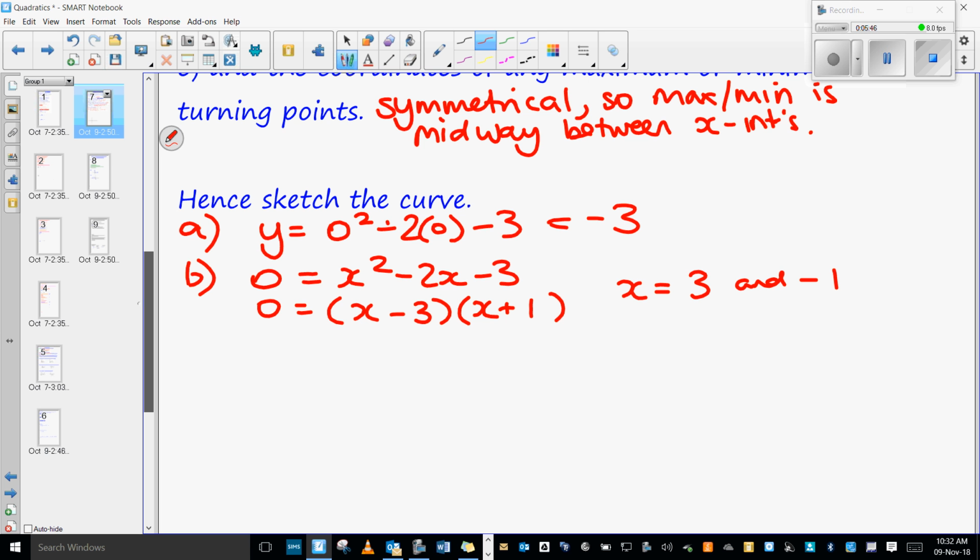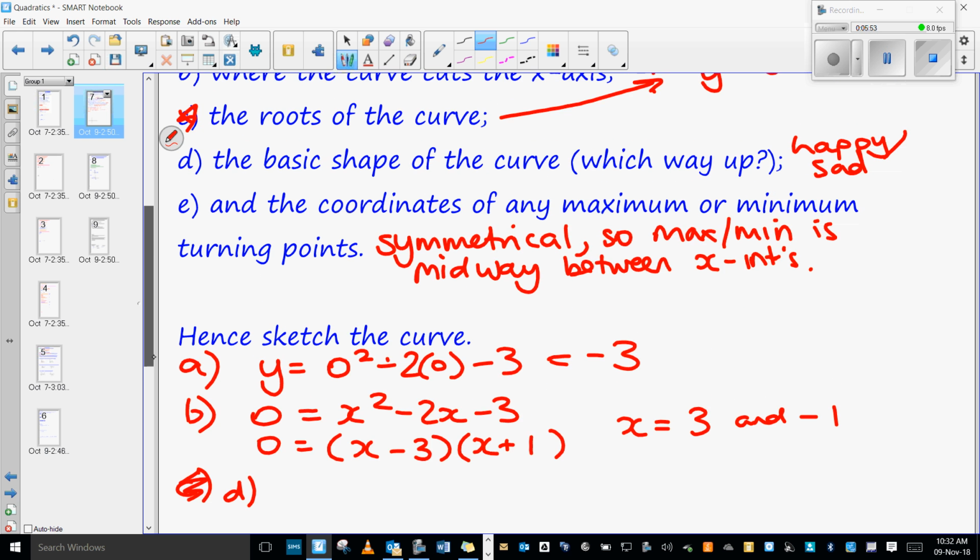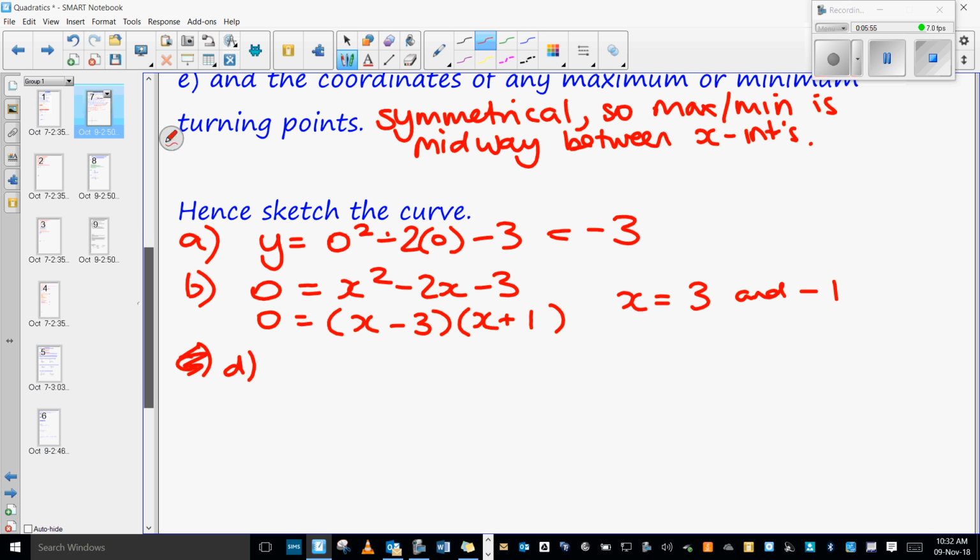So that was C. So D, what did D say? The basic shape, is it positively happy or negatively sad? So when I'm saying that, what are we looking at? The x squared term. So the value in front of x squared, is that positive or negative? Positive. So we know it's happy. And E is talking about the turning points.